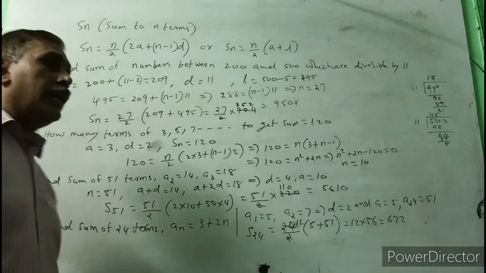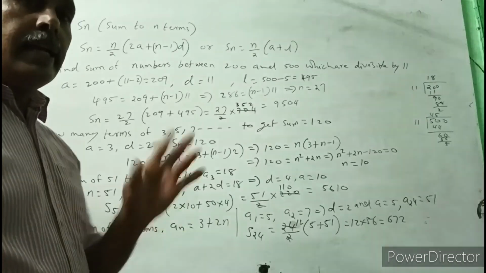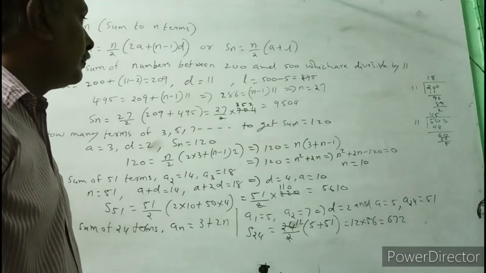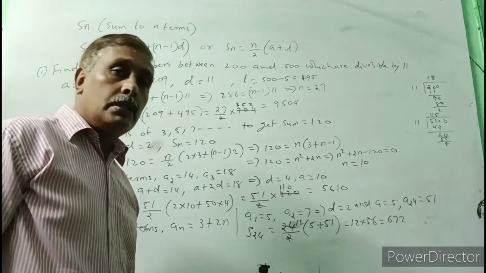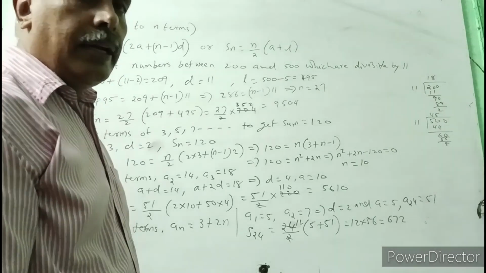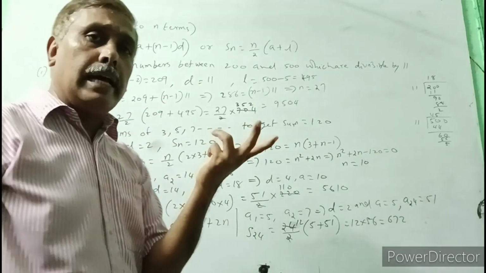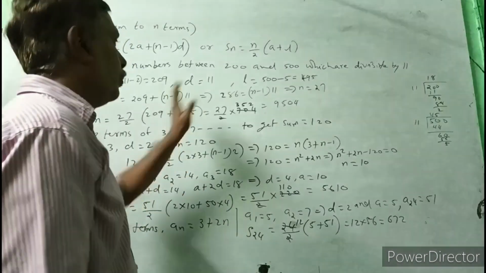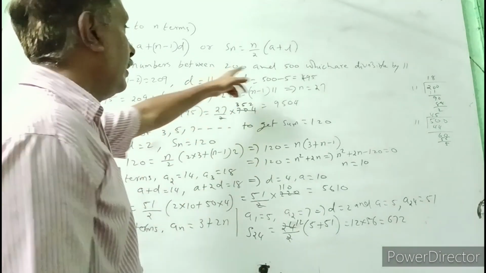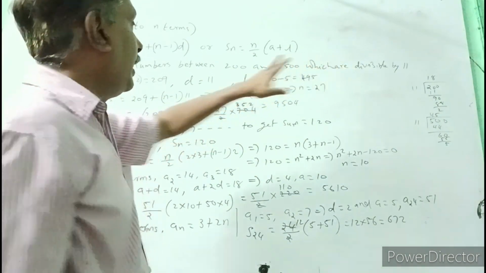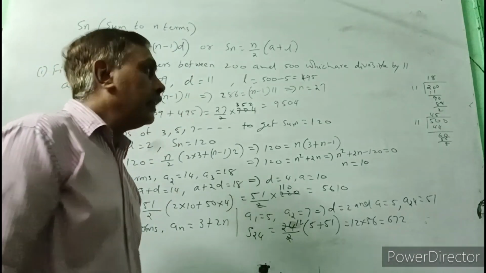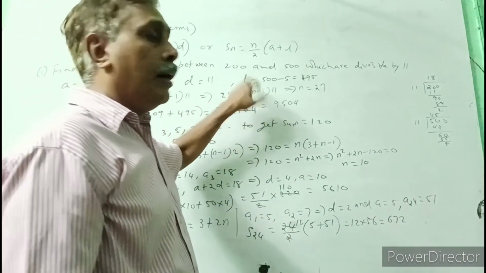You may check it, 209 by 11. You will get an exact number. Then d is 11 because we are dividing by 11. So the next number will be 209 plus 11. So directly we will get what is d. So no need to find out the second term. Directly we can find out d from the number you are dividing by. That is d. And the last term, how can you find out?